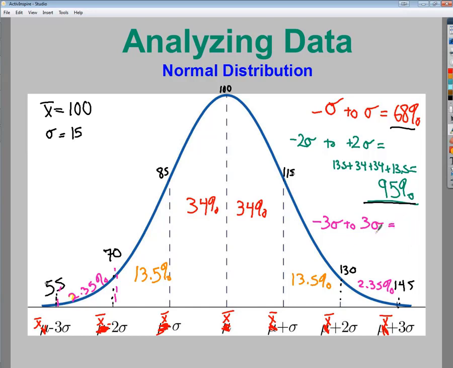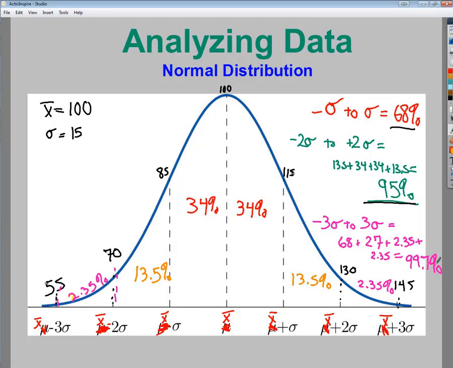So to get the distance between 3 standard deviations below and 3 standard deviations above, you're looking at adding the 68 that we had before. The 13.5 twice would be 27. And then you want to add 2.35 plus 2.35. So 99.7% of all data falls within 3 standard deviations above or below the mean value in a normal distribution.